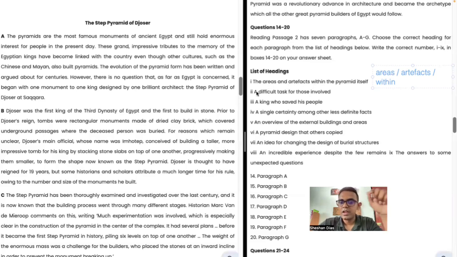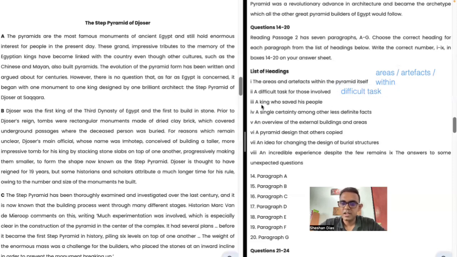All right, okay. The next one is a difficult task for those involved. So the keyword here would be difficult task, difficult accomplishment, hard job, right? Any of these phrases can be used. So if we were to write, difficult task, that's for the second one.